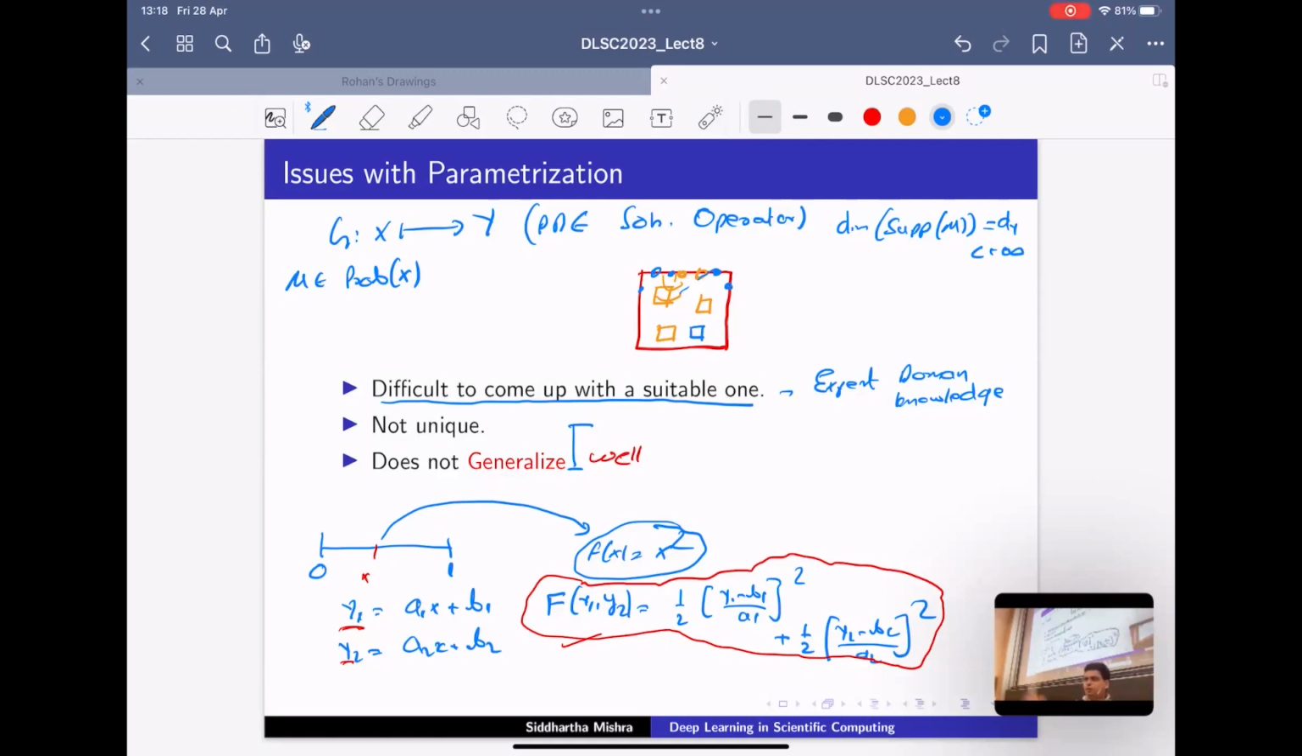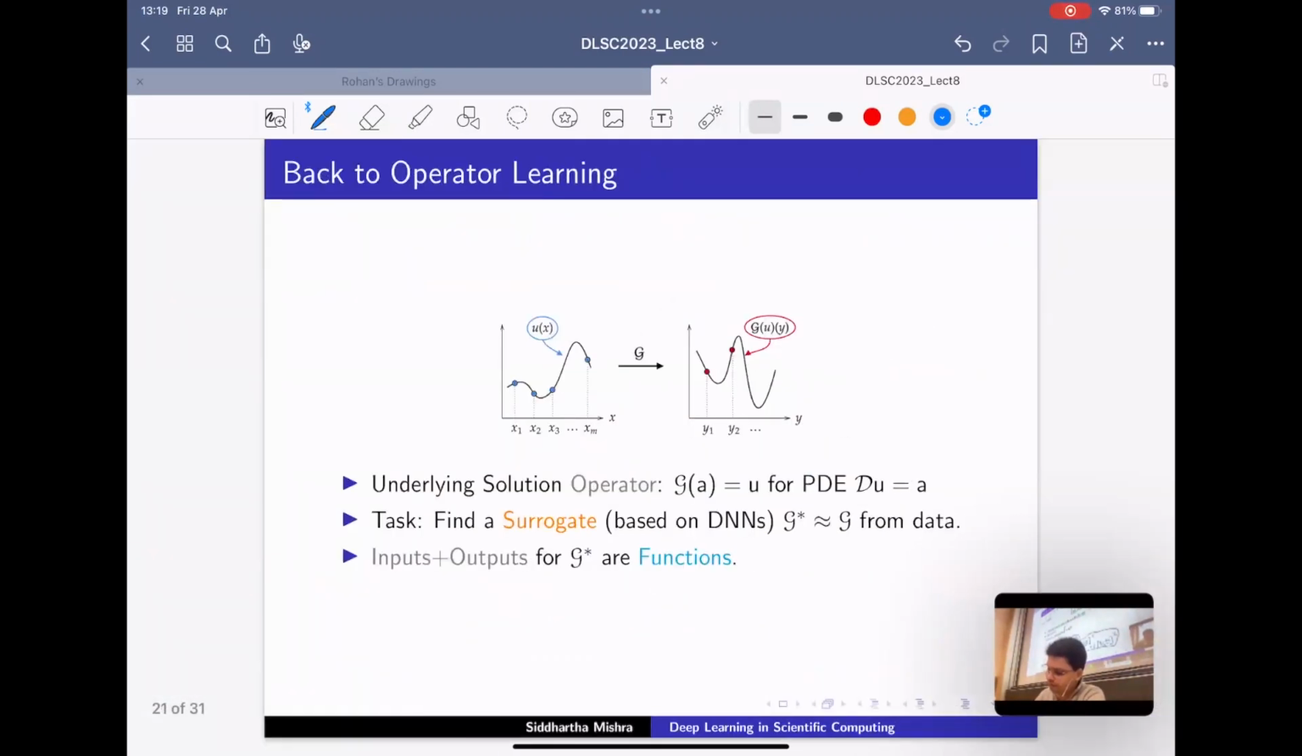So you cannot work with parameterizations in general because of these reasons. So we have to genuinely solve the problem that we started out with. Clear? Okay, so we're back to operator learning. That is, we really have to learn this map. So G, which is a mapping from X to Y. This has to be learned.